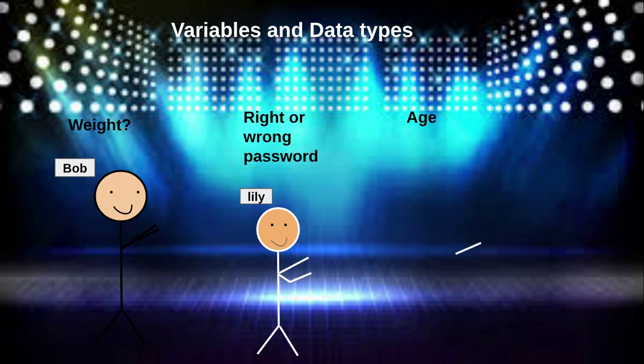And lastly, we have age, which would be Max, who represents int, since when we count age, we kind of just go 14, 15, 16, and we usually don't do like 14.75 years old.